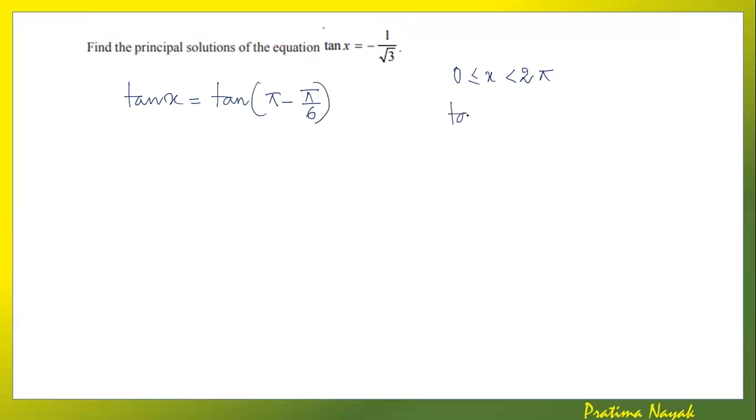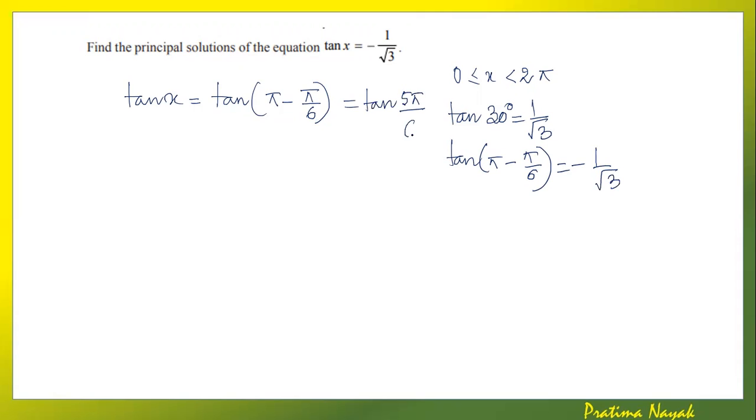Because tan 30 degree is equal to 1 by root 3, tan of pi minus pi by 6 is minus 1 by root 3. So one value is 5 pi by 6, which simplifies to tan 5 pi by 6. Is there any other value?